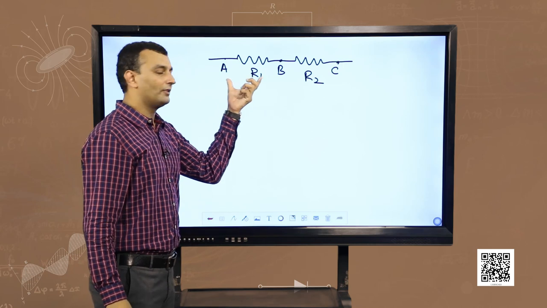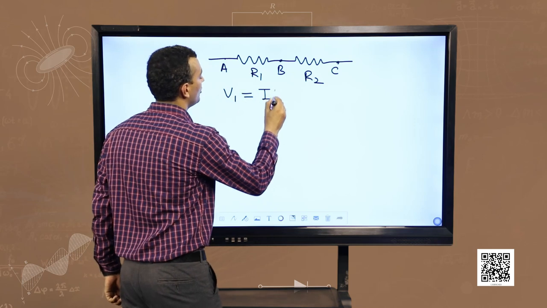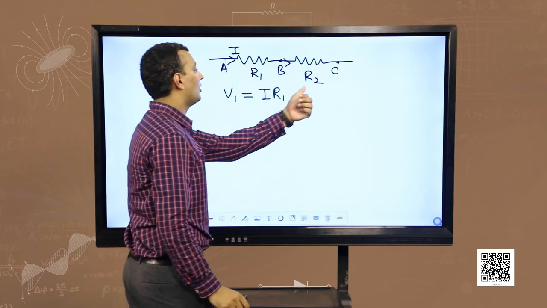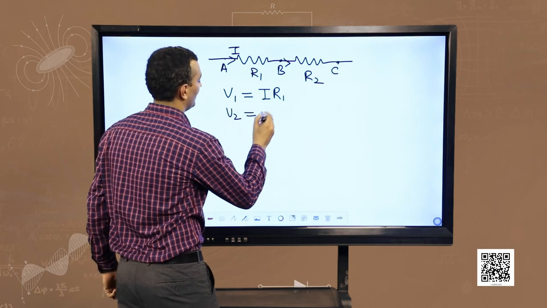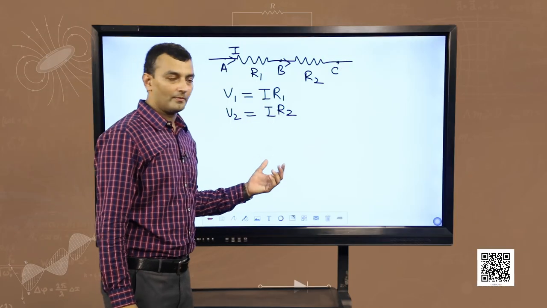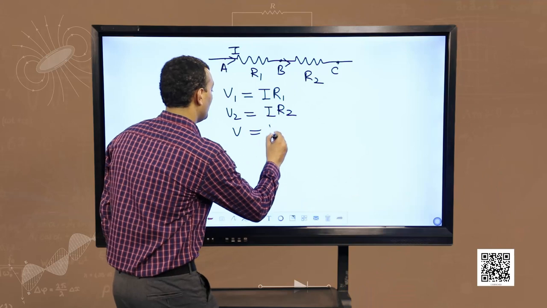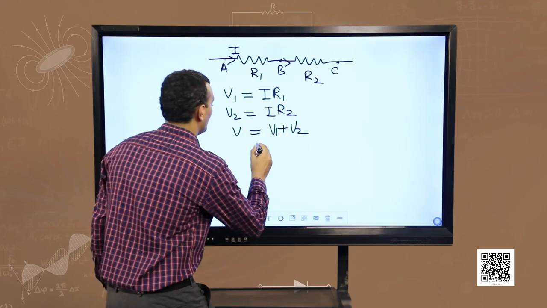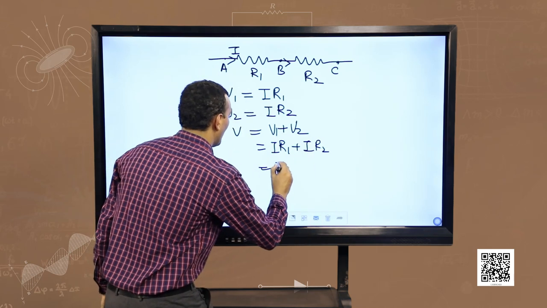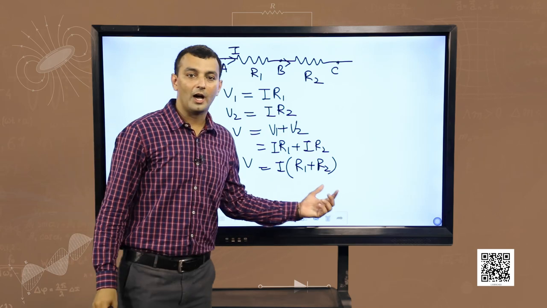Now the voltage drop across the first resistor between the points A, B is I into R1, where I is the common current which is flowing through both the resistors. The voltage drop across the second resistor can again be given by Ohm's law, and it is IR2. If we calculate the total potential difference between the two ends A and C, V1 plus V2, it becomes IR1 plus IR2. Taking I as common, we are left with V equals I times (R1 plus R2).